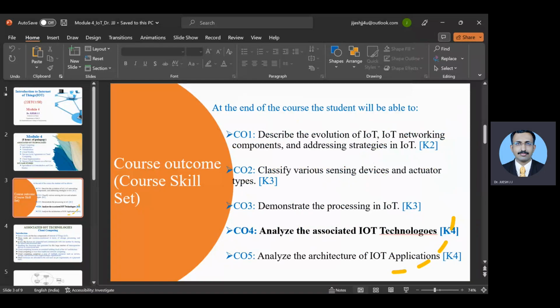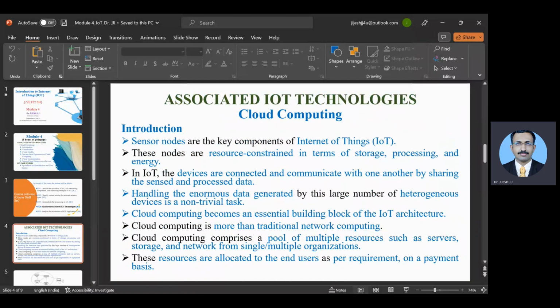So is that clear for all of you? What is the first one? We are going to now discuss associated IoT technologies and cloud computing. We are going to give a brief introduction to cloud computing. What do you know about cloud computing?